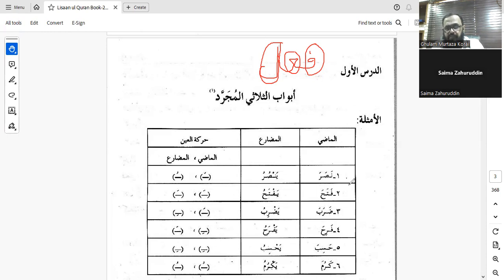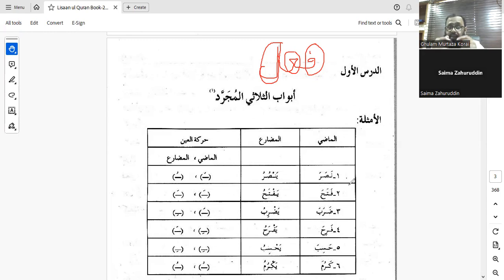The first chapter happens to be of fa'al, that is from Thulathi Mujarrad, that in Madi, Fa, Ain, Lam, Kalima, all of these three huruf will take fatha on them. Like Fa zabar fa, Ain zabar a, Lam zabar la, fa'ala, all three huruf are maftuh.